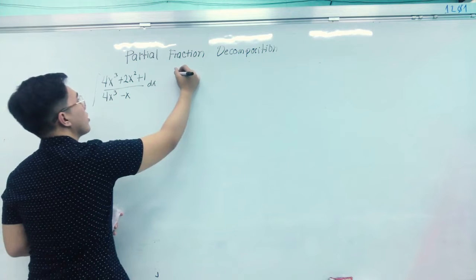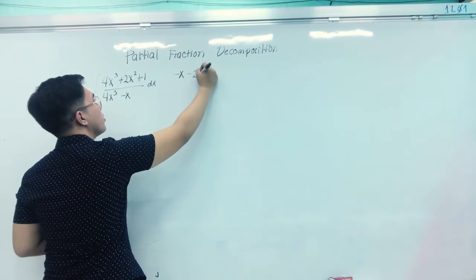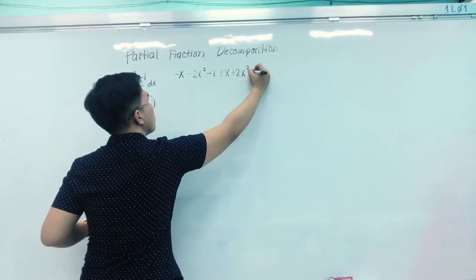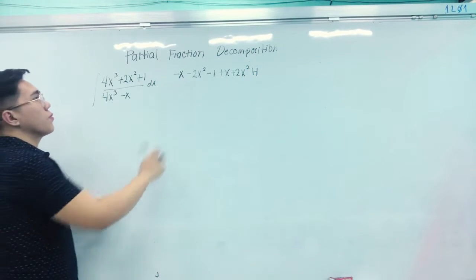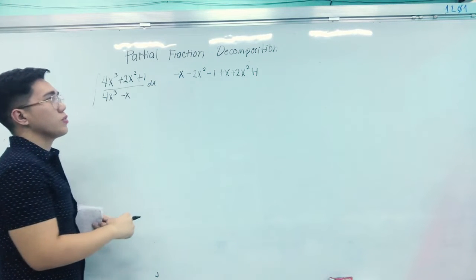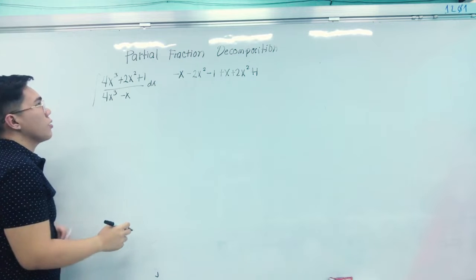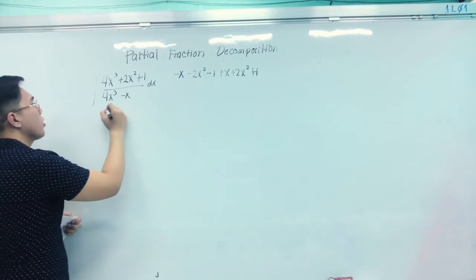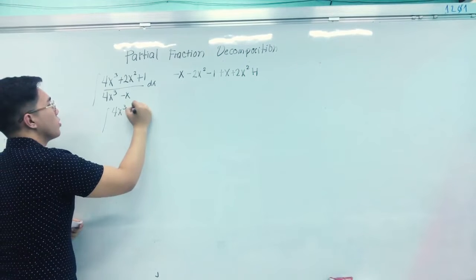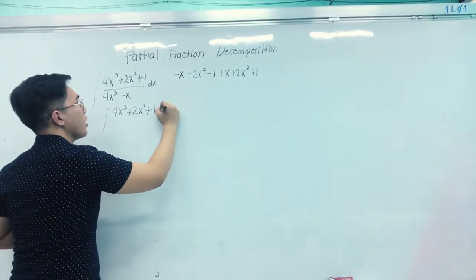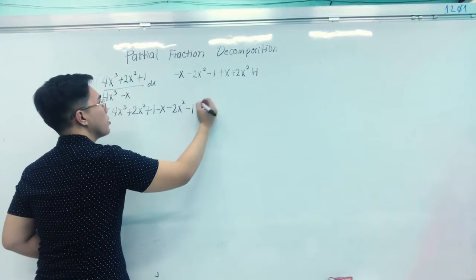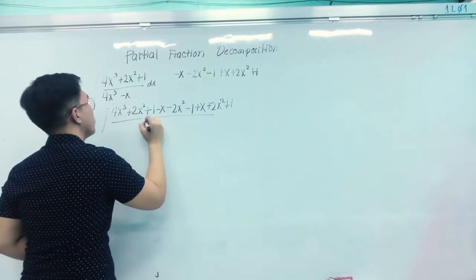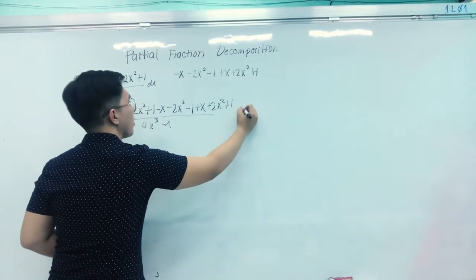So we could try adding negative x minus 2x squared minus 1 plus x plus 2x squared plus 1. Since we're adding negative x minus 2x squared minus 1 plus x plus 2x squared plus 1, we're not altering the entire equation since we're adding just the value of 0. But simplifying, integral of 4x cubed plus 2x squared plus 1 minus x minus 2x squared minus 1 plus x plus 2x squared plus 1 all over 4x cubed minus x dx.